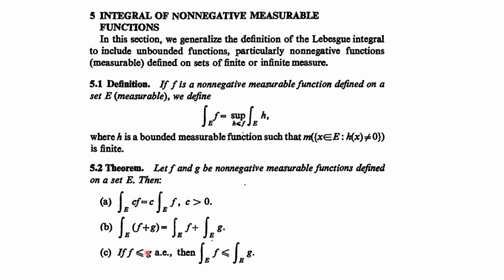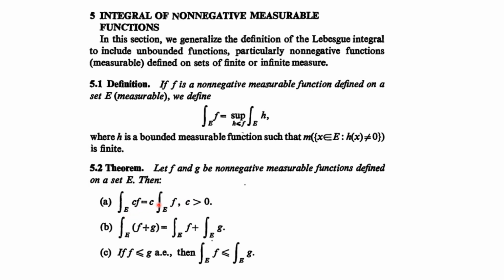Now these are the properties. This says let f and g be non-negative measurable functions which are defined on a set E. Then the first property is the integral of Cf is C times the integral of f over E, where C should be strictly greater than 0. Why should C be strictly greater than 0? Because our f is also non-negative, so there is no requirement of C less than 0. If you take C less than 0, then this function will become a negative function. So we consider this to be strictly greater than 0.